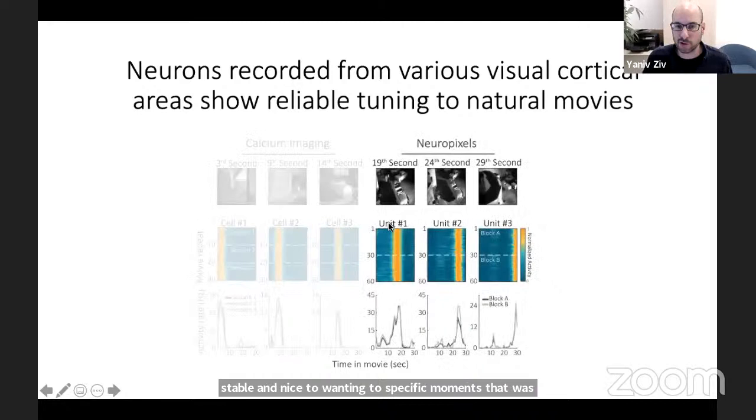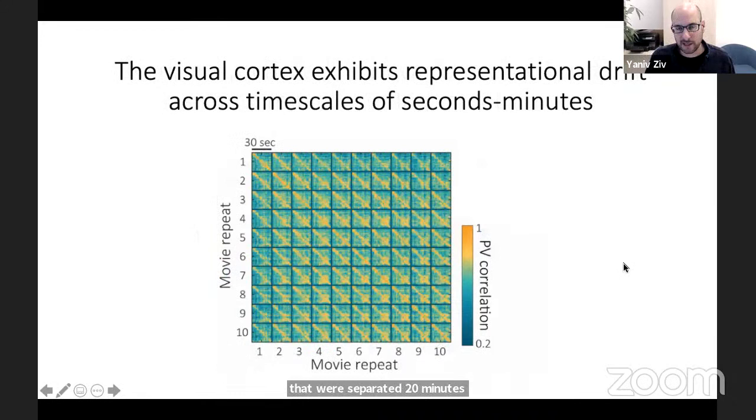Whereas here I'm showing you three different units from the neuropixels data, again showing very nice tuning to specific moments in the movie and stable tuning across different blocks of movie presentations that were separated 20 minutes apart. Now, to analyze the stability of the code on a seconds to minute scale, we use the neuropixels data sets.